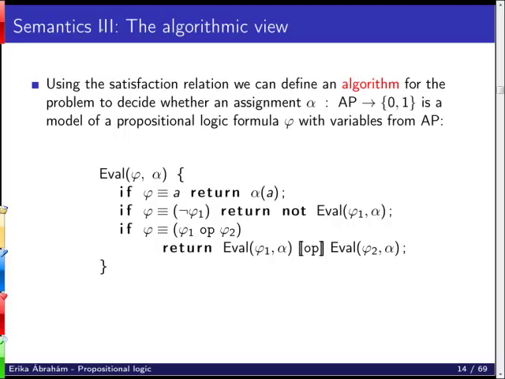Okay, so now we have an algorithm. We have 3 different semantics to evaluate the function. What is the complexity of this algorithm?